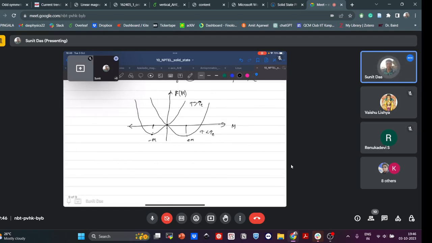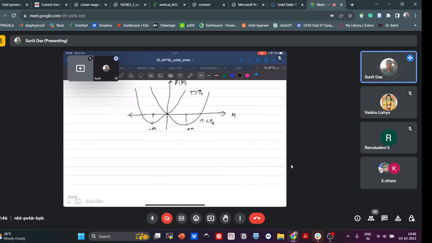And physically, how can we understand this? When the sample is above the Curie temperature, there should not be any magnetism, right? That means magnetization m equal to 0 is the ground state. F of m is actually called the Landau free energy.